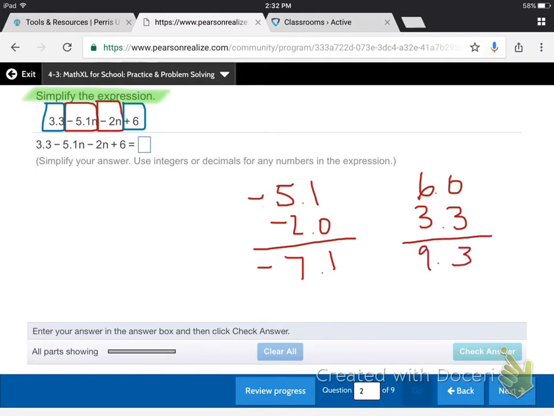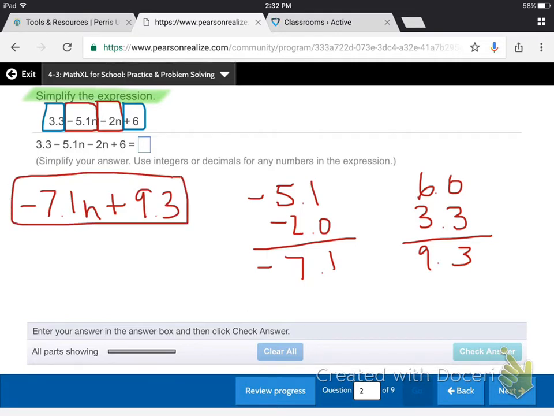Okay, so we'll rewrite our answer as, now which one of these numbers, 7.1 or 9.3, goes with n? It was 7.1, and it's negative. So negative 7.1n plus, the 9.3 is positive, so it's plus 9.3. So this answer goes right there.